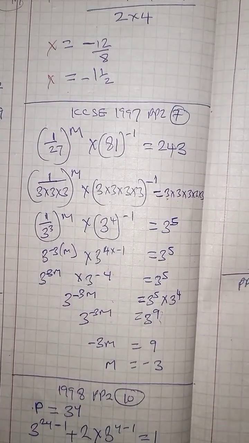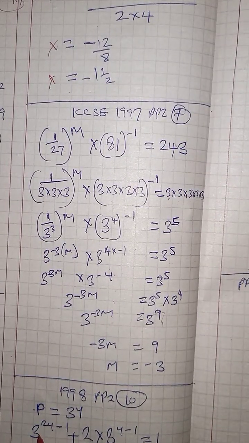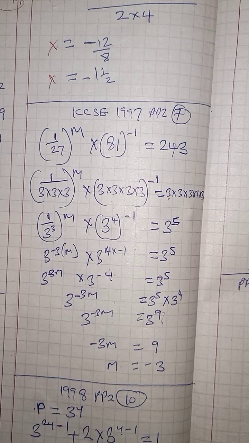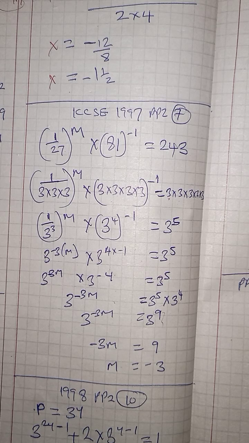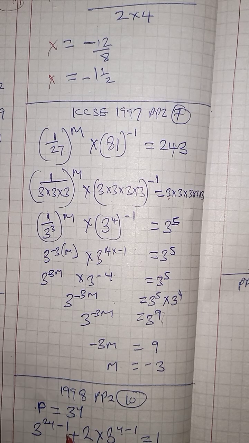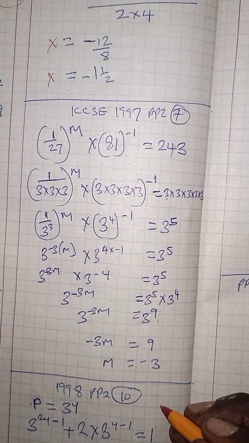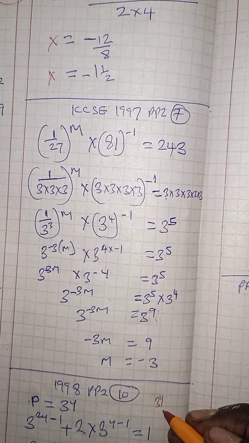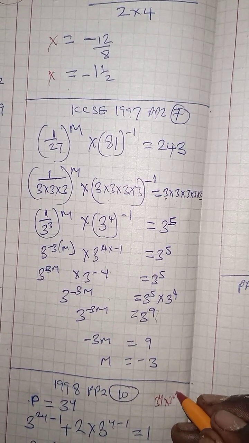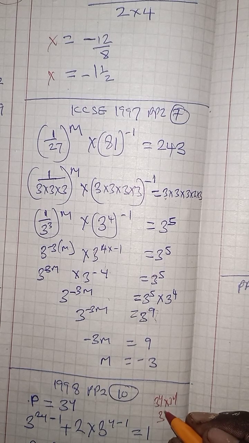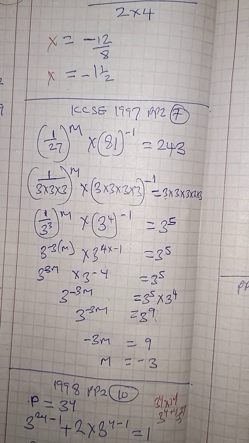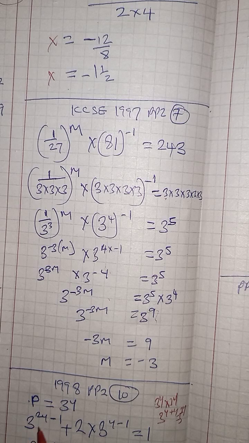Now, another question is here. We were told that p is equal to 3 to the power of y. Now substitute 3 to the power of y into this equation and then simplify for the value of y. Now, here we have 2y. You remember that if you have 3 to the power of y multiplied by 3 to the power of y, it is the same as 3 to the power of y plus y, which is equal to 3 to the power of 2y. So this one means that we have 3 to the power of y multiplied here twice. So it shall be p times p.